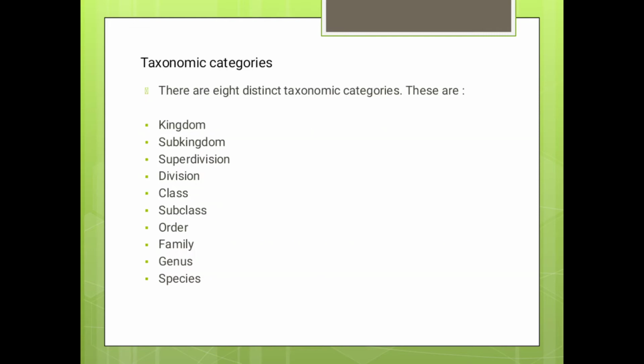Let's define taxonomy further. So, this one is taxonomic categories. There are distinct taxonomic categories, and these are the kingdom, subkingdom, superdivision, division, class, subclass, order, family, genus, and species.